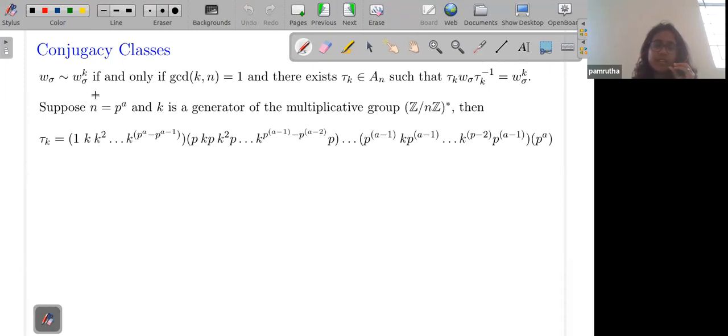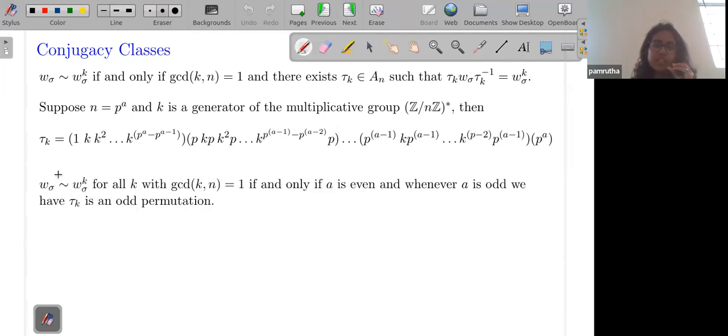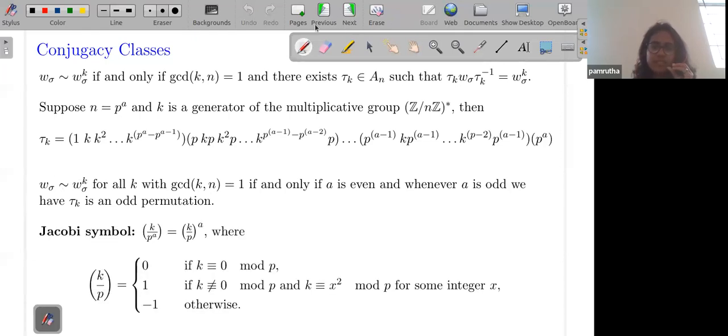So here I am again only considering the case when n equals p to the power a. Extending in general is easy, but just consider the case when n is a power of an odd prime. Suppose k is the generator of this multiplicative group. Consider this element. Now this will be conjugate for all k with GCD if and only if a is even. And whenever a is odd, we will be having an odd permutation. Just keep this in mind.